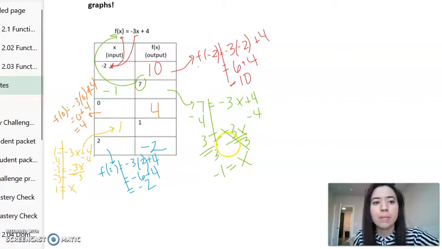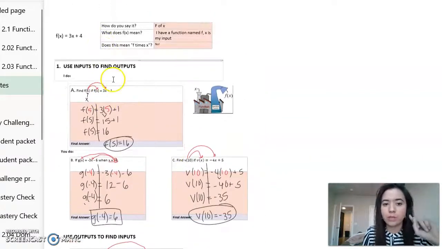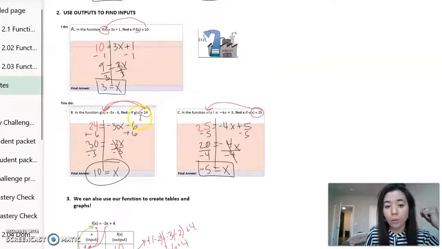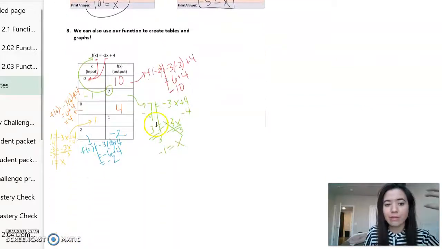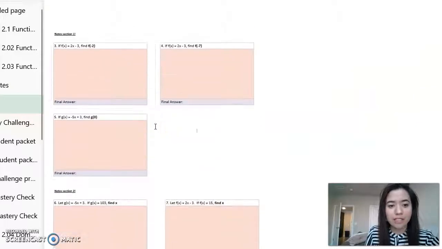All right, pause me, make sure you have that filled out. So again, we've done two different things. We used our input, plugged it in to get our output. Then we took our output and found what our x was, found our input, and then we used that to create a table. So now with your independent practice, you have 3 problems using your inputs.